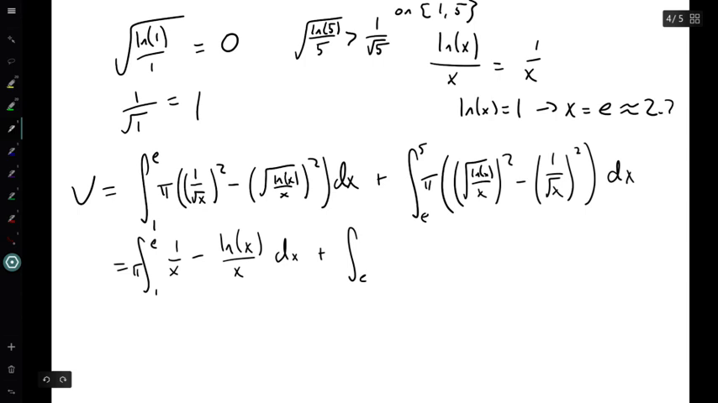Plus the integral from e to 5. Again, I can factor that pi out. In this case, we have log x over x minus 1 over x.